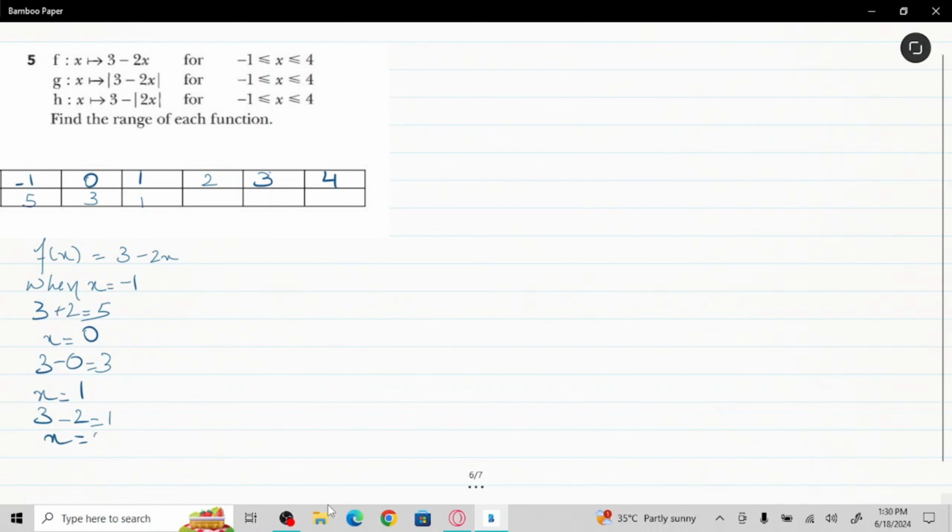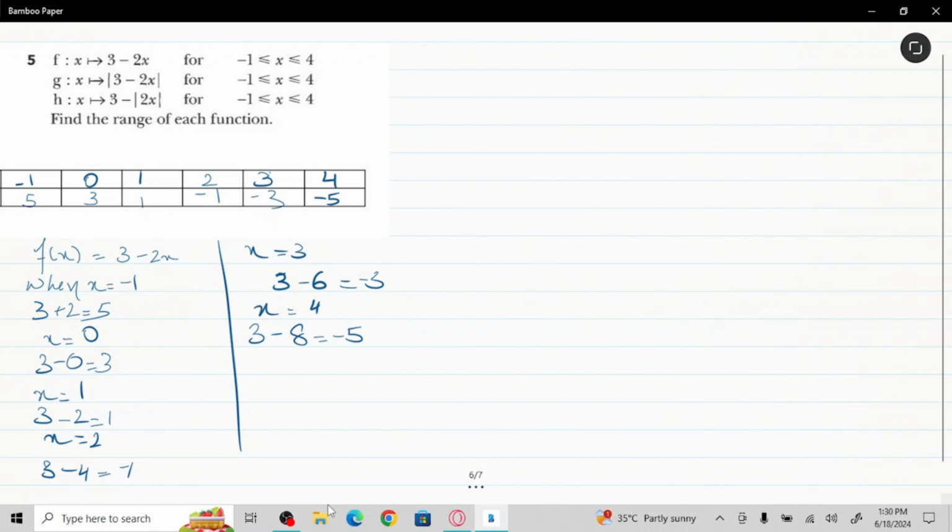x is equal to 2: 3 minus 4 is equal to -1. x is equal to 3: 3 minus 6 is equal to negative 3. And x is equal to 4: 3 minus 2 times 4, which is 8, is equal to negative 5.